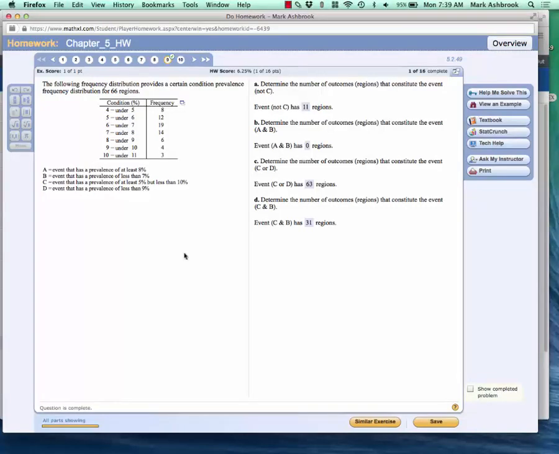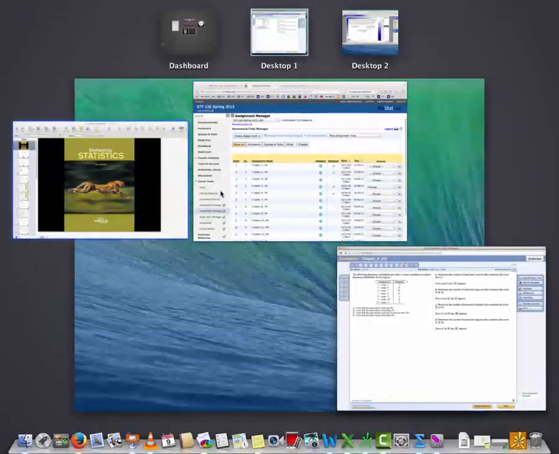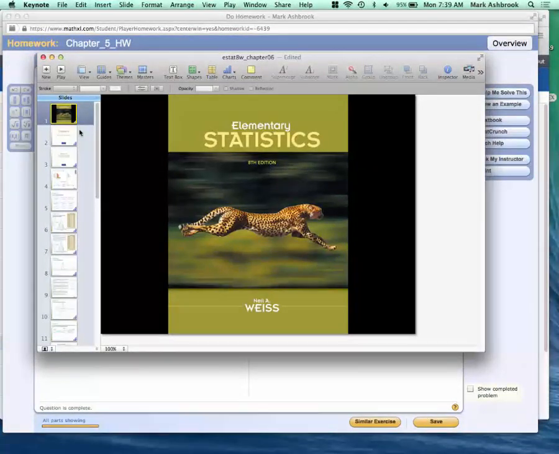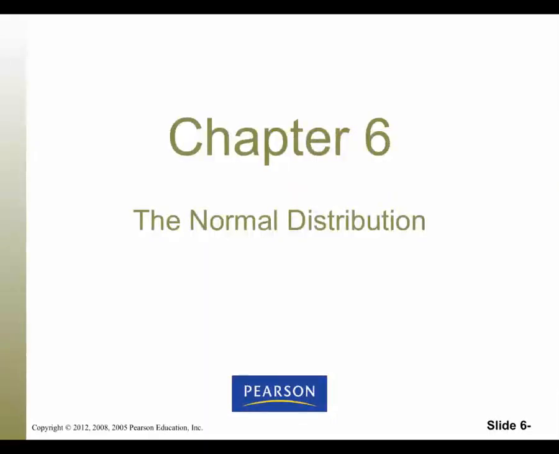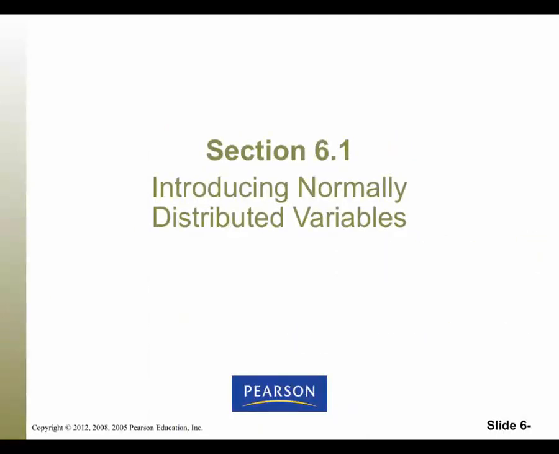Okay, cool. So we're going on to chapter 6. Chapter 6 is about the normal distribution. We've already kind of touched on this, but we're going to look at it more in depth now. So normally distributed variables. What are variables? Variables are things that can take on different values that we take data from.